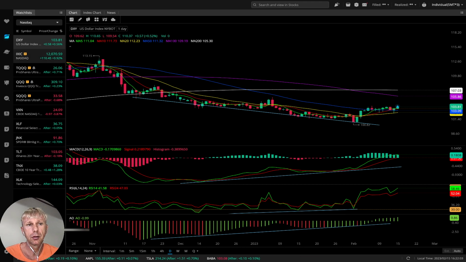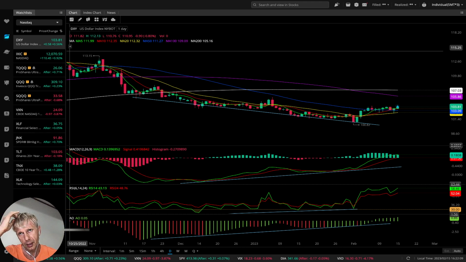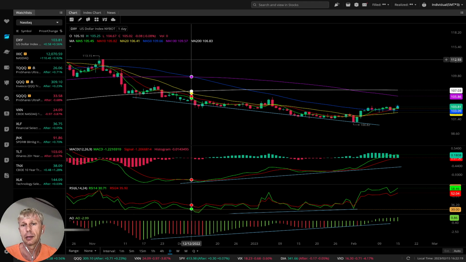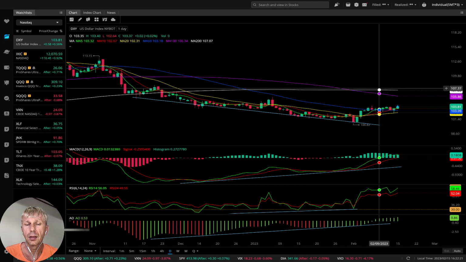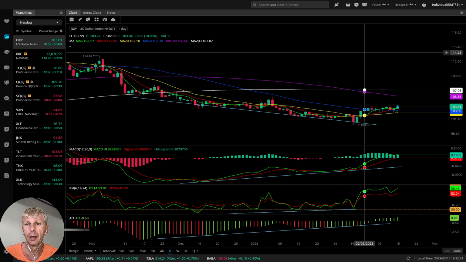Okay, let's go. Let's start with the dollar. Dollar positive. The market was positive and the dollar was positive. It's kind of a divergence, right? Because when the dollar is positive, market indexes should be negative. But today they moved in the same direction.